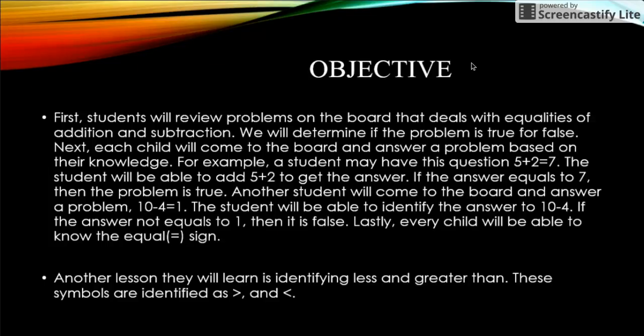Objective. First, students will review the problems on the board that deal with equalities in addition and subtraction. We will determine if the problem is true or false. Next, each child will come to the board and answer a problem based on their knowledge. For example, a student may have this question: 5 plus 2 equals 7. The student will be able to add 5 plus 2 to get the answer. If the answer equals 7, then the problem is true.